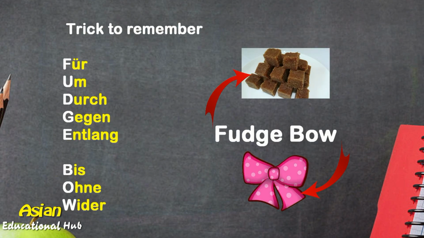And this is the trick to remember all these. Just take the first letter of each word. For example, from für we have taken F, and in the same way from all words, so we have made here one word, FUDGEBOW. And what is fudge bow? Fudge is a sweet, and bow, this is a bow. So you can remember this FUDGEBOW for remembering all these words.